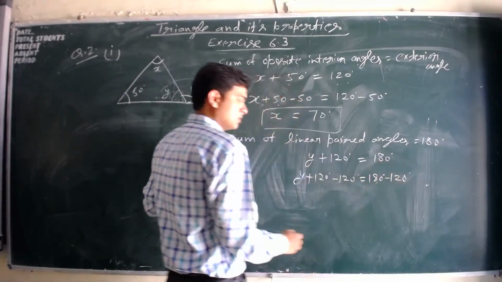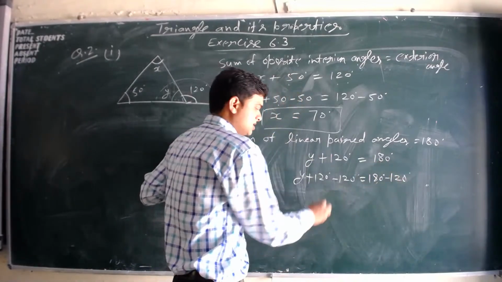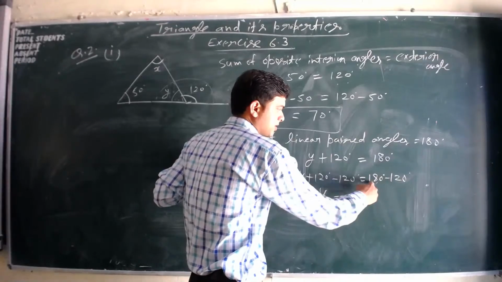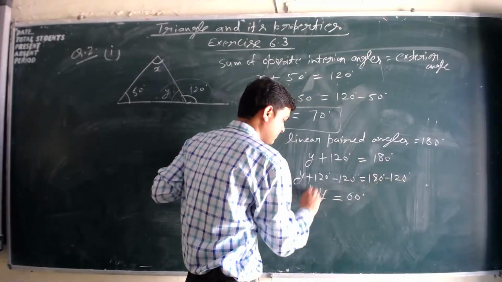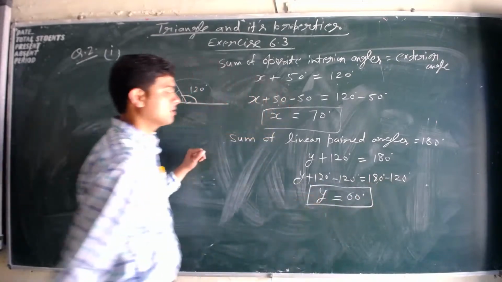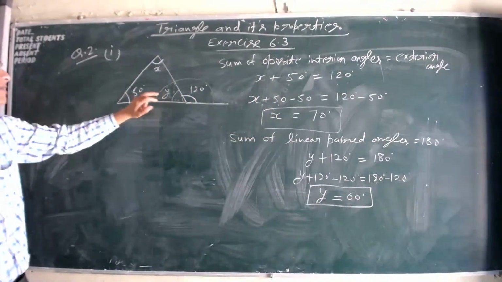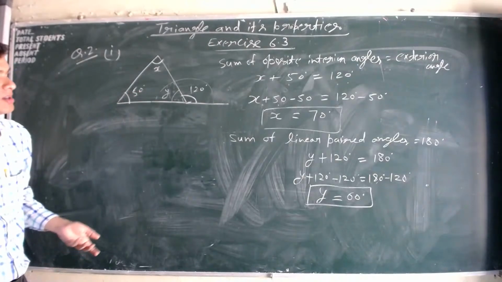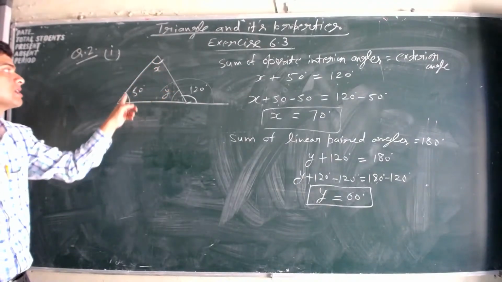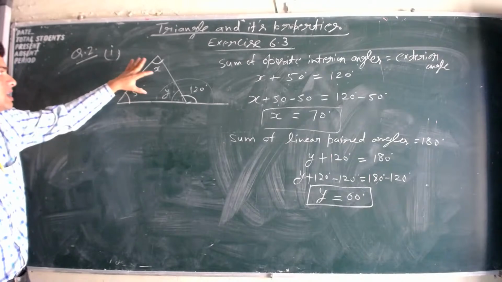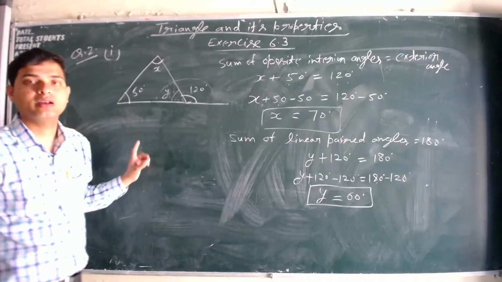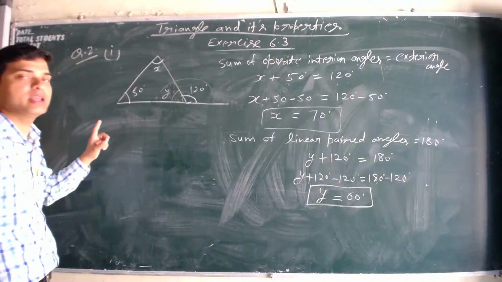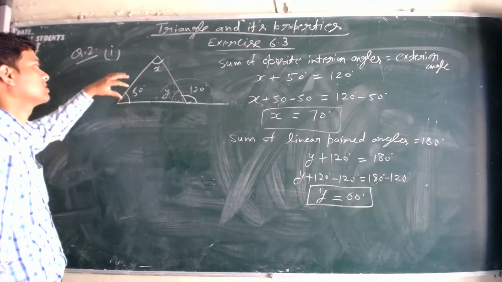Clear? 120 minus 120 is equals to 0. Only y. 180 minus 120 is equals to 60. That's the answer of y. Okay, we can calculate y value by the another method, that is the sum of these three angles. You know that sum of the interior angles of a triangle is 180 degree. उससे भी हम इसको solve कर सकते हैं.